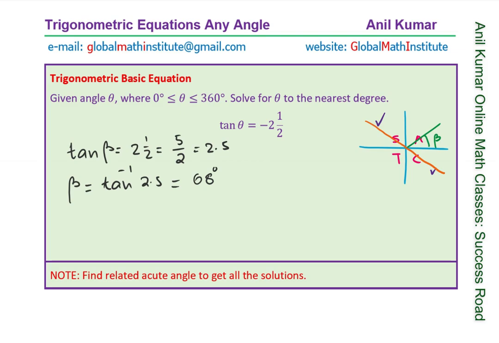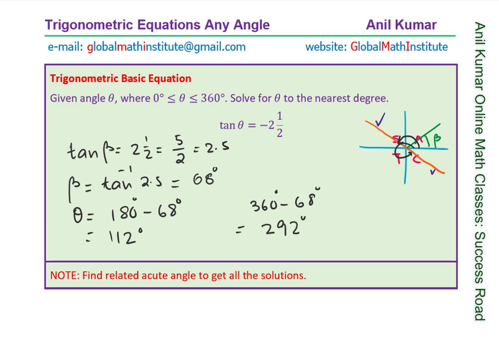Now once we have this solution, the two answers which we are looking for are 180 degrees minus 68 degrees, and the other one is 360 minus 68, right? So these are the two solutions for us. Let's figure this out. 180 minus 68 is one of the solutions, which is 112, and the other one is 360 minus 68, correct? And that is 292 degrees. So these are the two solutions for tan theta equals minus 2.5. Is that clear to you, right?